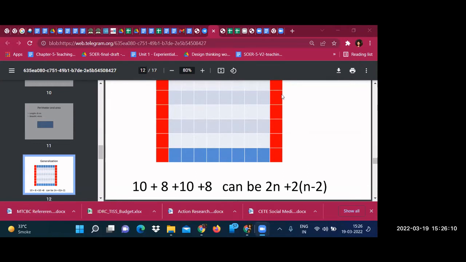No, ma'am. Initially, the screen was not visible, but now it is visible, ma'am. Okay.